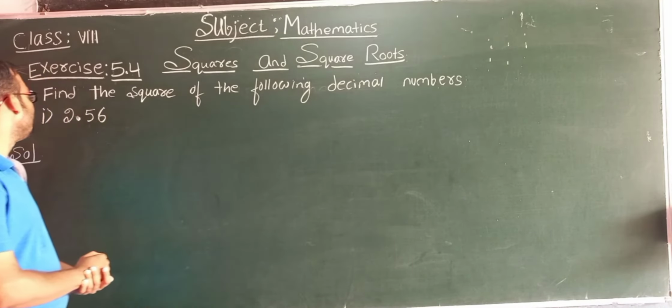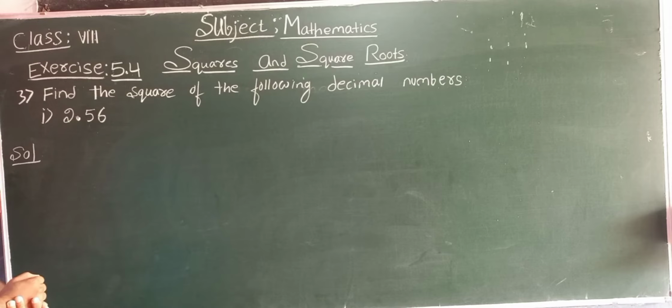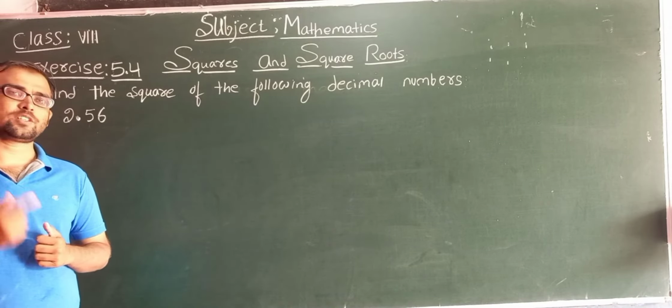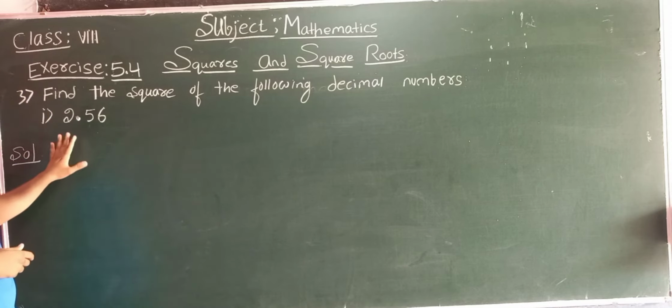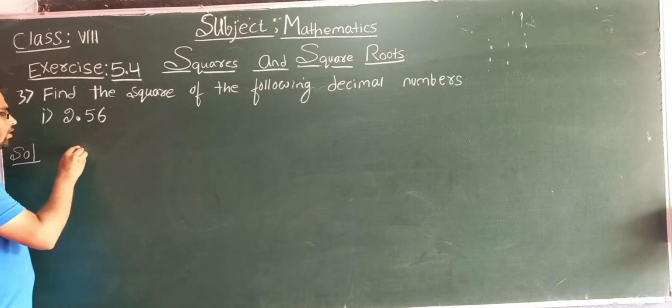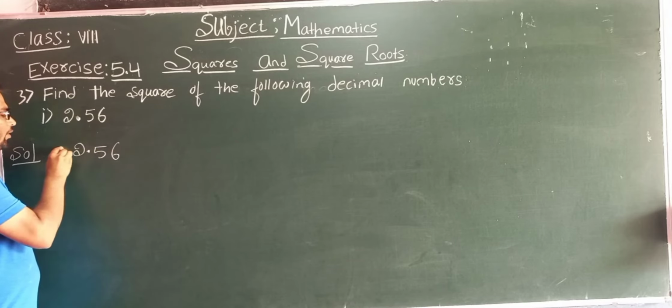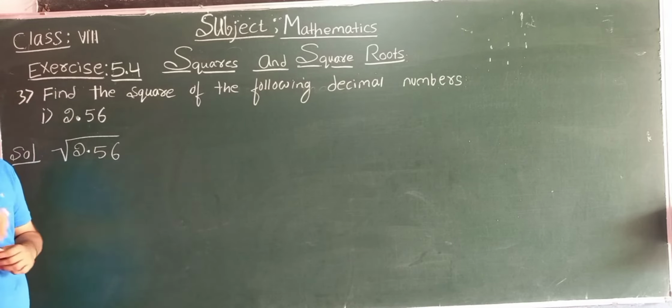Okay, so what is given? Find the square root of the following decimals. So here we need to find the square root of decimal numbers. Okay, so now let us solve the first one. What have they given? 2.56. What we need to find is the square root of this number using the division method.